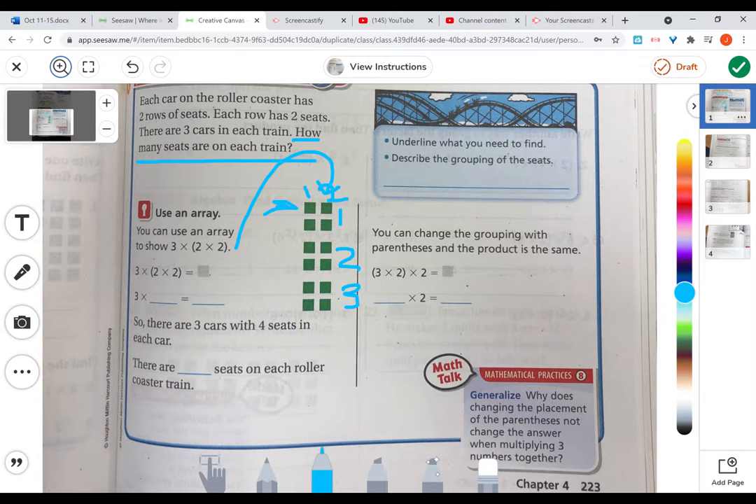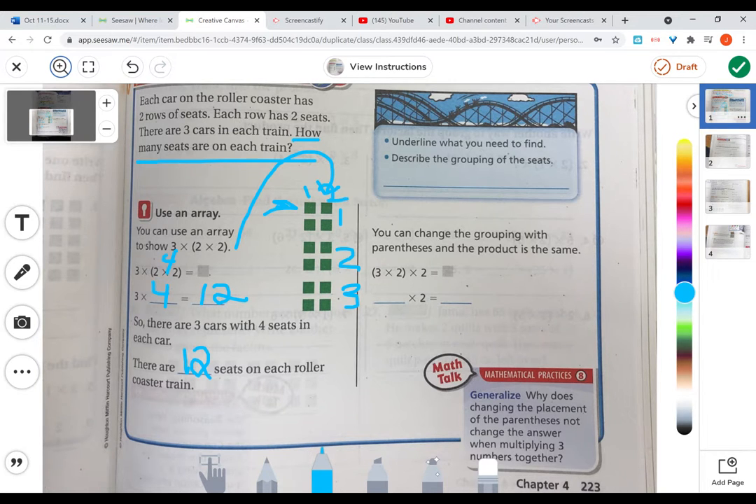So in the original problem, we've got 3 times 2 times 2. To show us that we understand how to work through this problem, we would say 3 times, all right, well, this would be 4 because 2 times 2 is 4. So we would say 3 times 4 is 12. So we would find out that there would be 12 seats in the entire roller coaster. And we can verify that just by counting our picture, 2, 4, 6, 8, 10, 12.